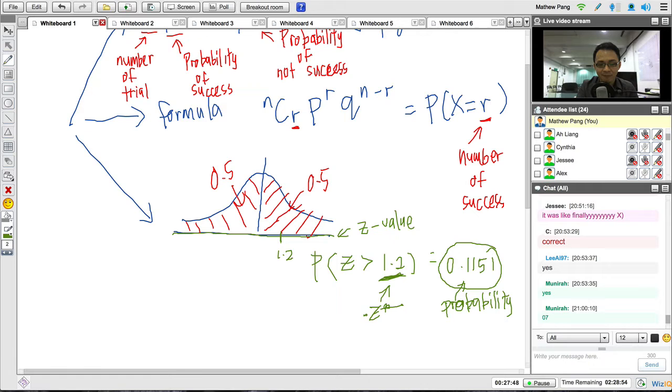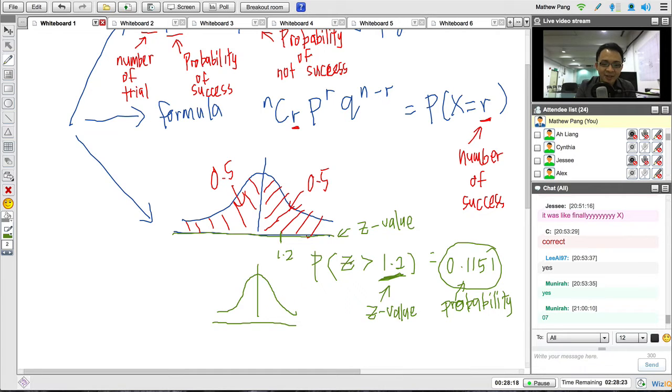This one, I always call the Z value. Let me just erase this again. This is the Z value. So I want you to understand that the Z value is this line. Probability is the content, or you can say the area under the bell-shaped diagram. So if I want to draw this out, I will roughly draw like this.